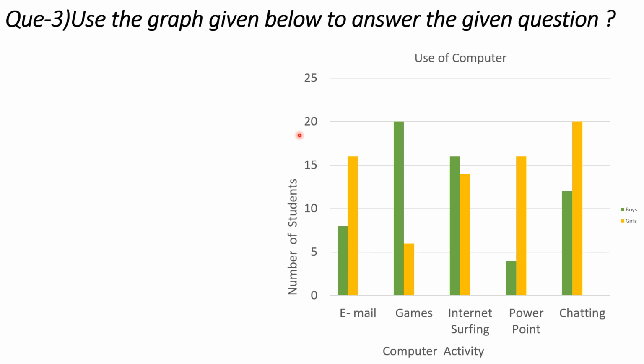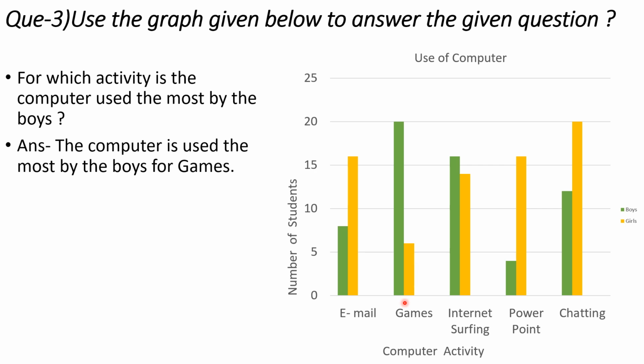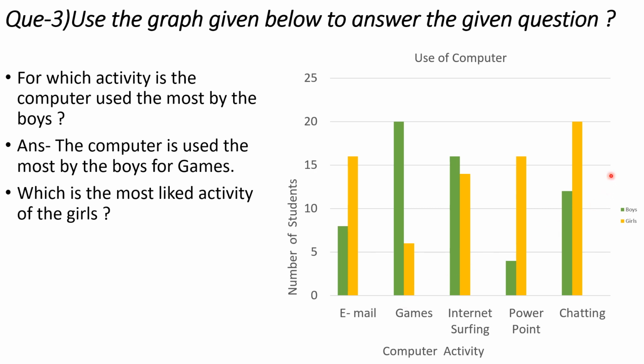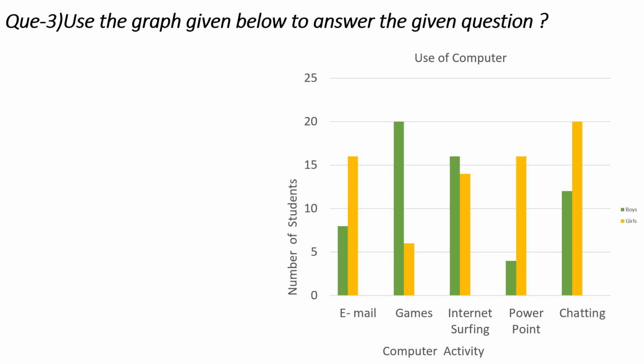Now, let us find out. For which activity is a computer used the most by the boys? So, where is the green bar which is higher? Yes, this one, games. So, the computer is used the most by the boys for games. Next, which is the most liked activity of the girls? So, where is the yellow bar which is highest? Yes, chatting. Girls like chatting a lot. Yes, the most liked activity of the girls is chatting.